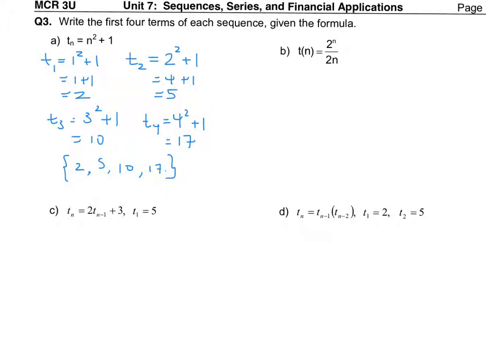Part B is in function notation. We've got term n being equal to 2 to the n divided by 2 times n. So term 1 would equal 2 to the 1 divided by 2 times 1. And that would be a 2 divided by 2, which is just equal to 1. So the first term in that sequence is just a 1. Term 2 would equal 2 to the 2 divided by 2 times 2, which would equal 4 divided by 4.